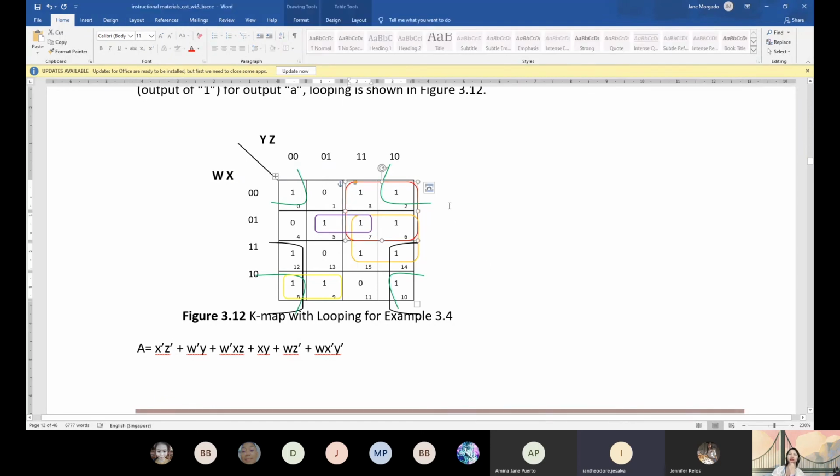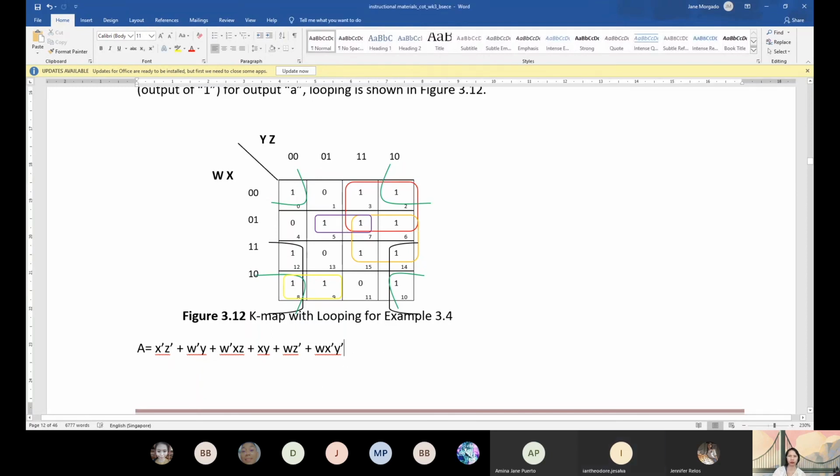Pwede po bang as one loop na lang po yung 3 to 7? Ganto natin, like this one. Hindi na, but okay sana, no? Pero the rule is, you follow 2 to the n. Di ba? 2 raised to n. What, ano ba yung rule na yun ng 2 raised to n?